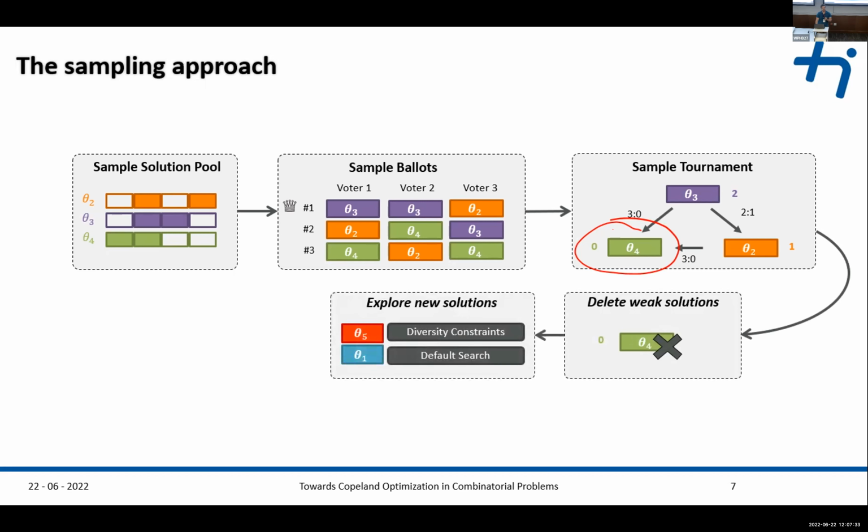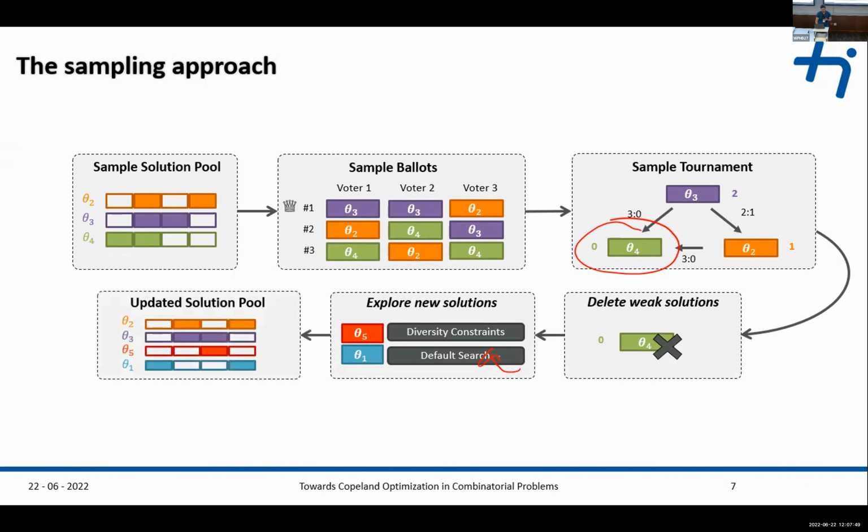And then we have to explore new solutions. We have to get fresh ones and then keep going with our search, where we can use default search or employ some form of diversity constraints, something we've heard a couple of times today as well. That will update our solution pool, and rinse and repeat.